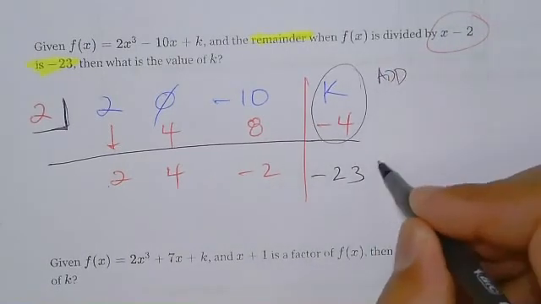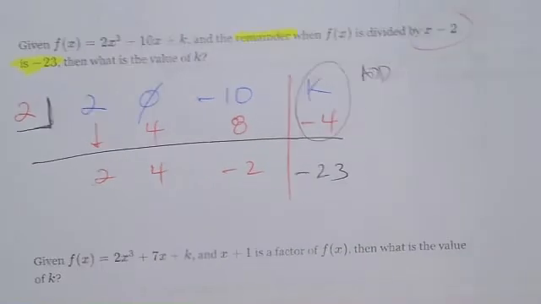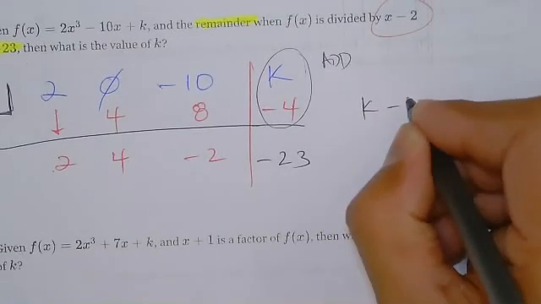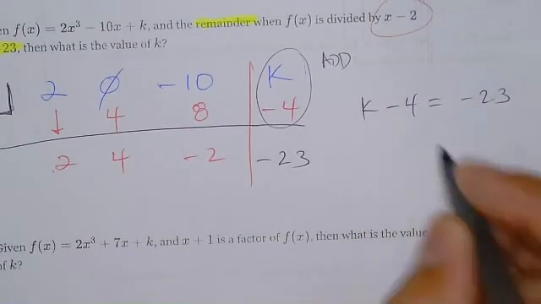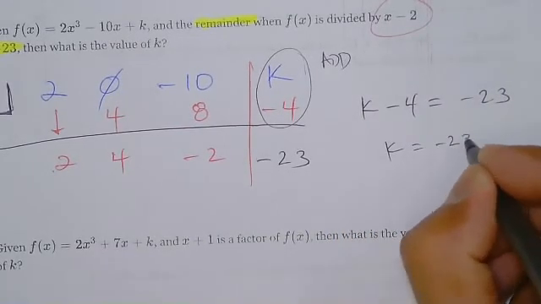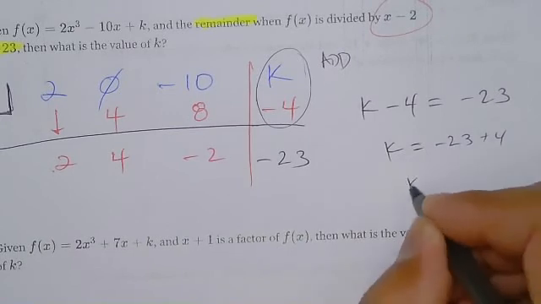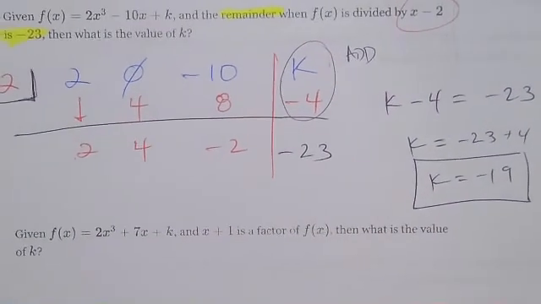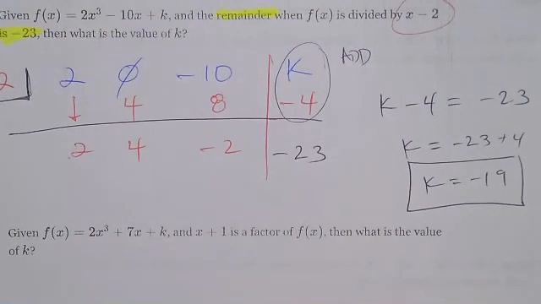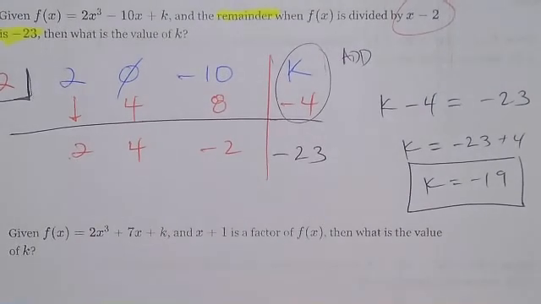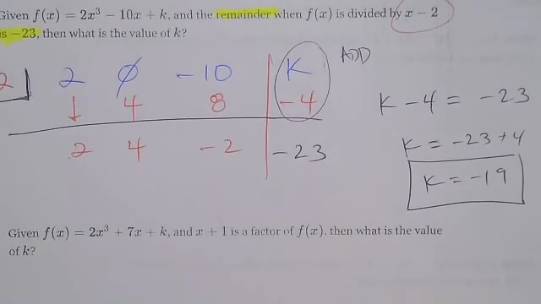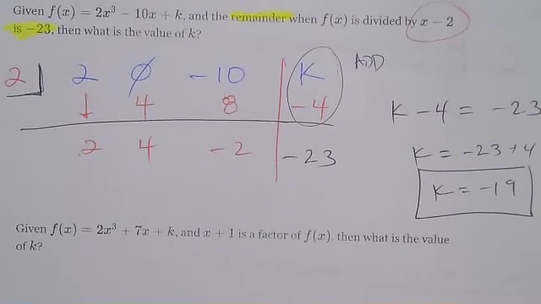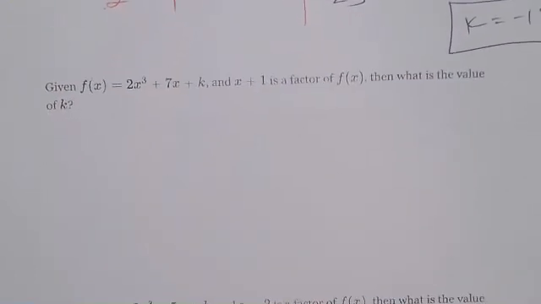And what do you understand about this? Well, I understand that these have to add to give me this answer. So you're going to set up an equation here. k take away 4 equals negative 23. k is equal to negative 23 plus 4. Yeah, you should have got negative 19. Negative 19 is the correct value of k. Are we good? Watch out for missing terms.